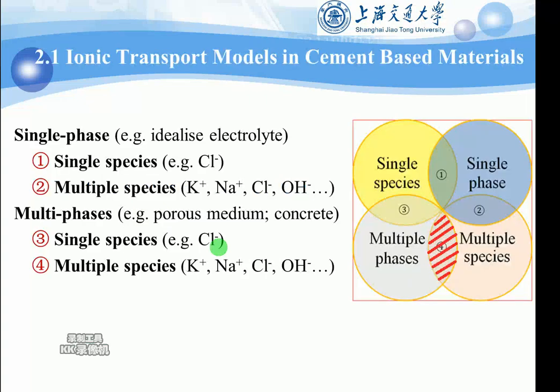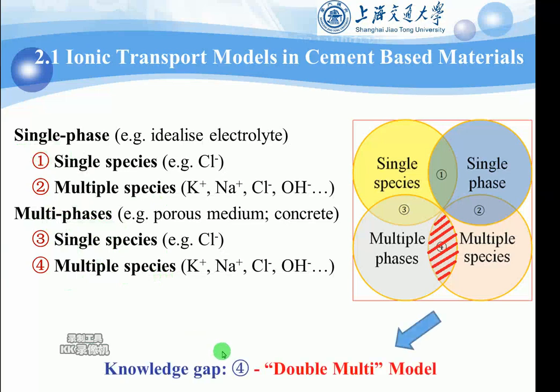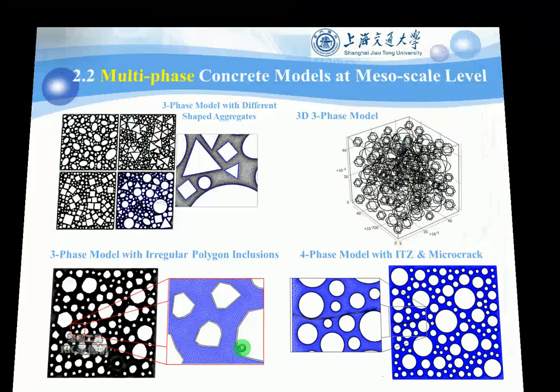So regarding the ionic transport models, the existing models can be listed as four groups: single-phase single-species, single-phase multi-species, multi-phase single-species, and the last one, multi-phase and multi-species. For the last group, which was also the knowledge gap, I just called it double multi model. So there are two keywords of multi here. The first one, multi-phase.